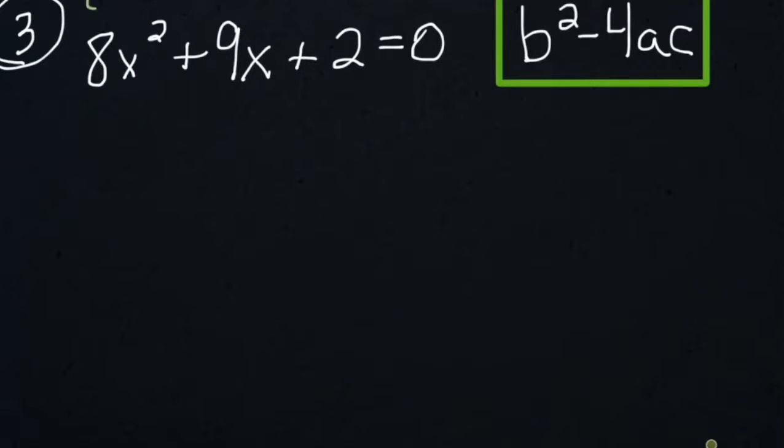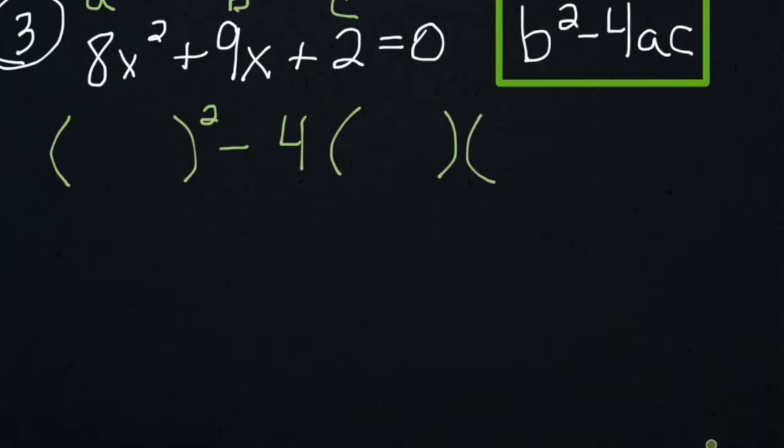Number 3. A is in front of x squared. B is in front of x. C is my constant. Now write the equation with parentheses and spaces so we can plug the numbers in. B squared minus 4ac. Now what do we plug in where? B is 9. A is 8. C is 2. Now let's simplify.